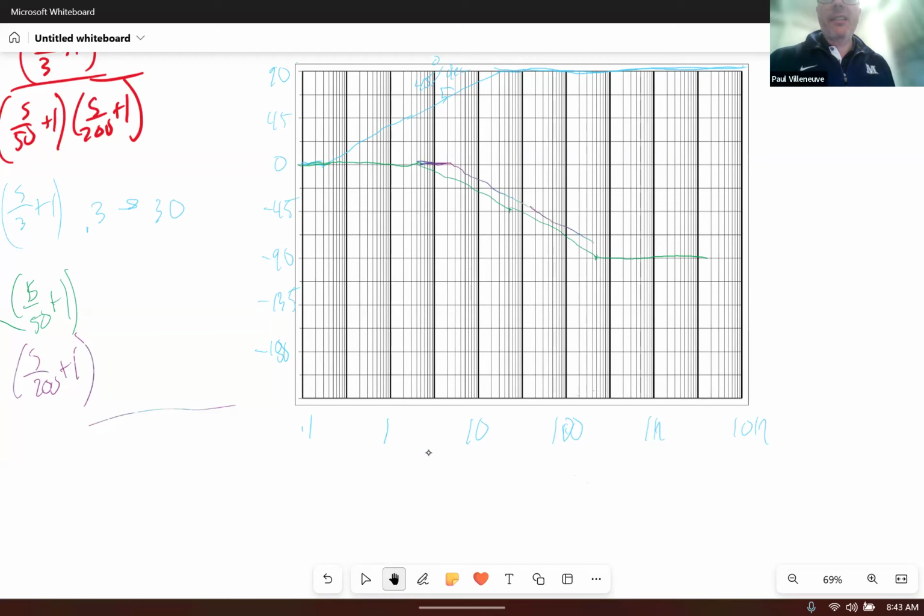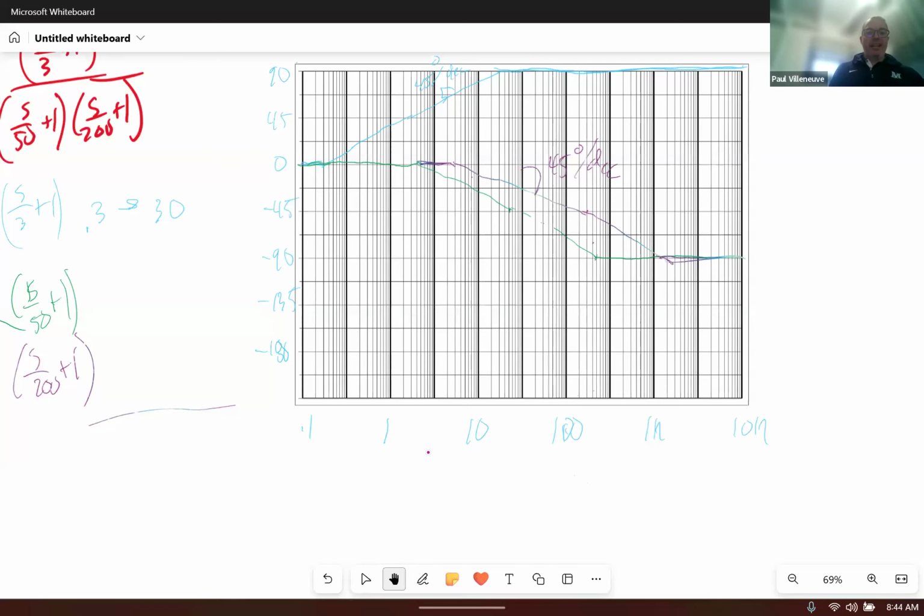at, whoops, 200 is further along. Sorry about that. 200 is here. And then it stops at 2000, which is here. And then it goes on along. I don't know why I can't draw things very straight, but each of these are 45 degrees per decade.